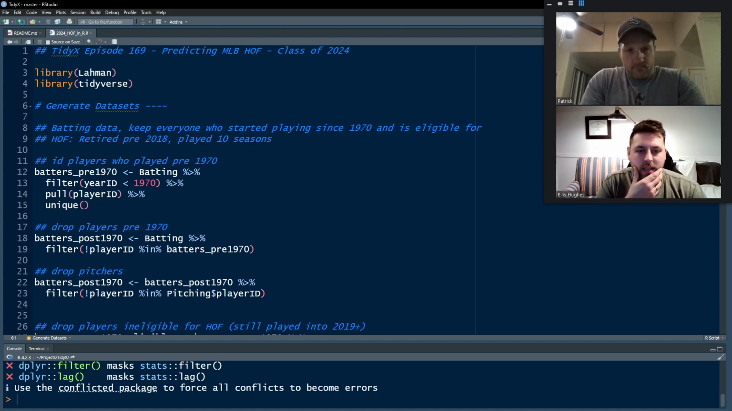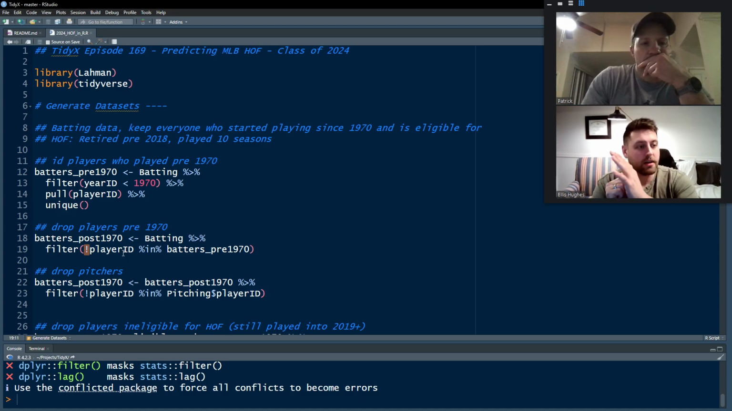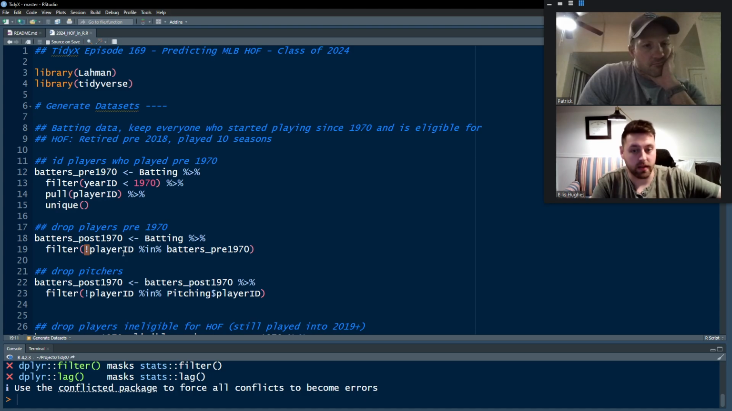So what I'm going to do is I'm going to take the batting data set from the Lahman package. I'm going to filter to keep all the years prior to 1970, pull the player ID and get the unique of that. So these are all the players that played pre-1970. And then I'm just going to take the batting data set and I'm going to filter to keep all the cases where that player ID doesn't exist. So they may have continued to play past 1970, but I'm going to be removing them. So only rookies or people that started playing baseball professionally after 1970 are going to be included in this data set going forward.